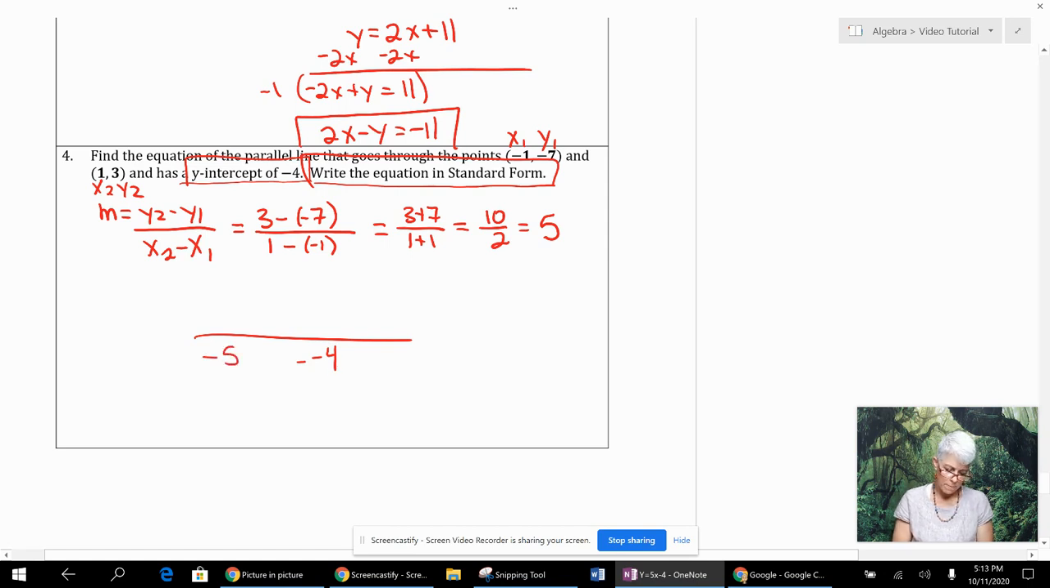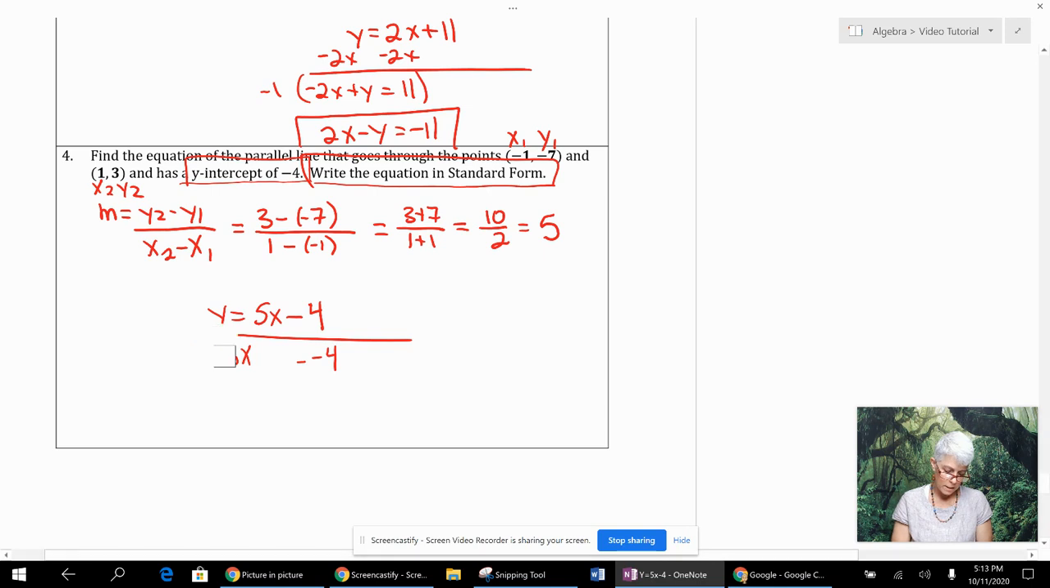I do not know why it keeps making things disappear. Let me write that again. Okay, for whatever reason, everything just disappeared. So I'm going to write this again. I'm going to have y equals 5x minus 4. I'm having technology issues and I apologize for that.